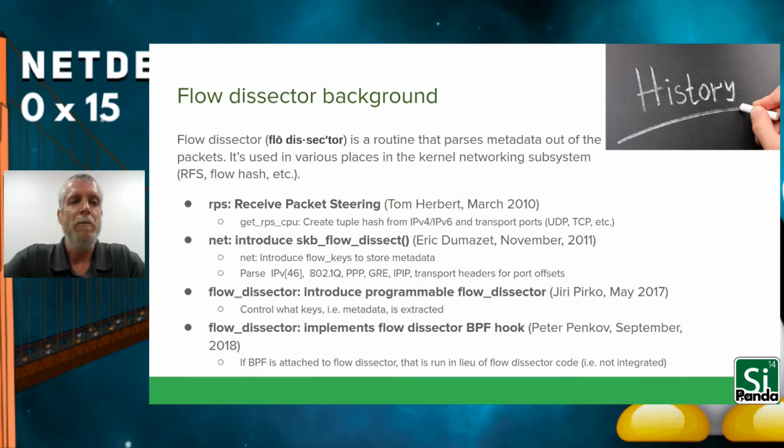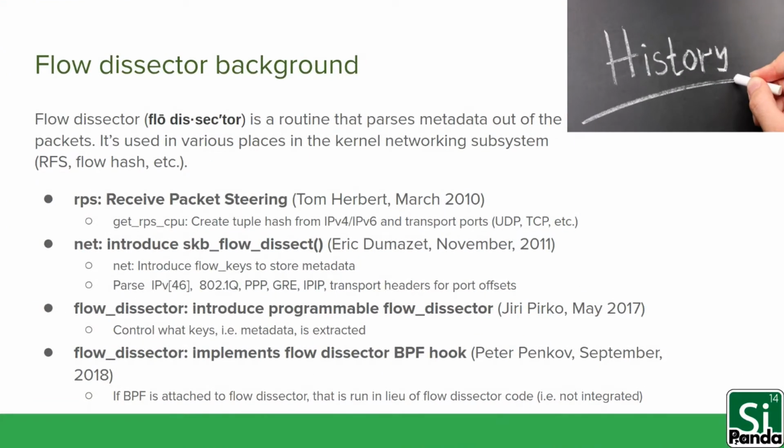The next year, Eric Dumazet looked and saw that we had a couple of competing functions doing basically the same thing. So he created SKB flow dissect, which is really the modern day flow dissector. As part of this, he introduced the concept of flow keys, which was a convenient way to organize and store metadata. And also, we greatly expanded the number of protocols that can be parsed. We added 802.1q, PPP, GRE, IPIP, and a few others.